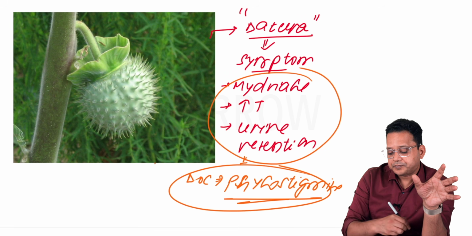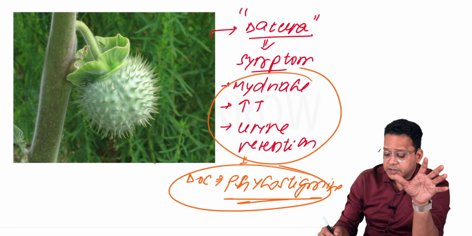Physostigmine is the drug of choice for Datura poisoning, right? All right, look at this Babaji. What has happened to Babaji?